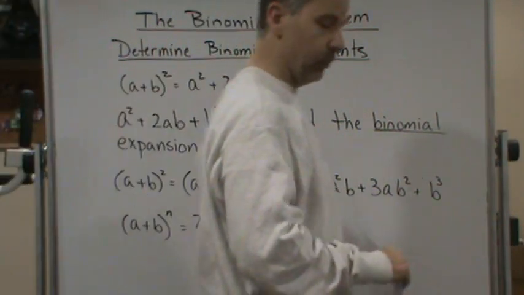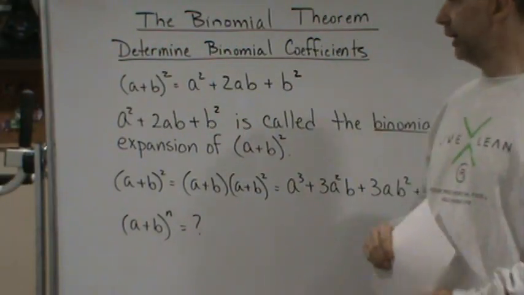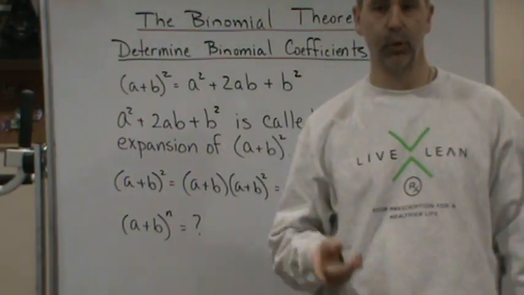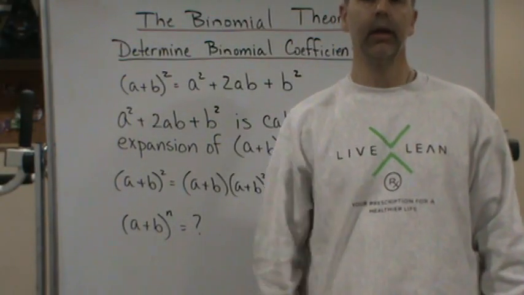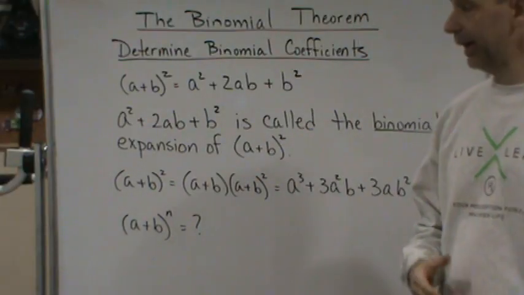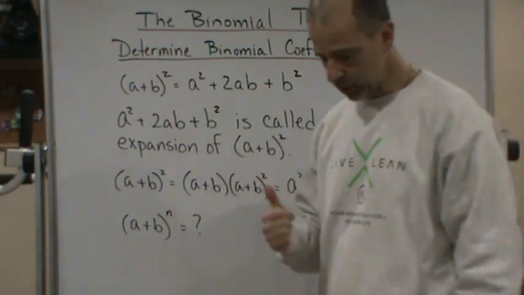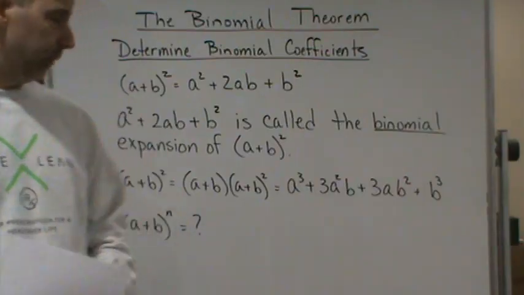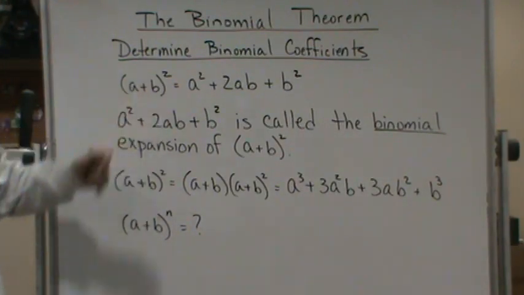All right, now we are going to start talking about the binomial theorem. We're going to get into the binomial theorem and we're going to work our way there. But first we're going to talk about binomial expansions. Okay, so if we take, for example, (a + b)^2.